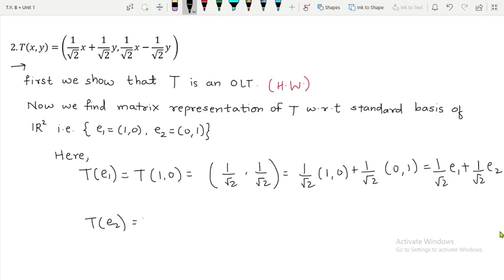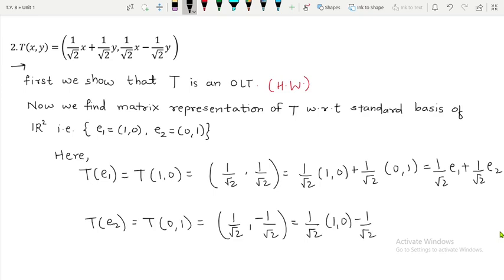So T of e2 will be equal to T of (0, 1). So you are going to put x equal to 0 and y equal to 1. So 1 upon root 2 and minus 1 upon root 2, which is equal to 1 upon root 2 times (1, 0) plus, now minus will be there, minus 1 upon root 2 times (0, 1), which is equal to 1 upon root 2 e1 minus 1 upon root 2 e2. So what will be my matrix representation then?